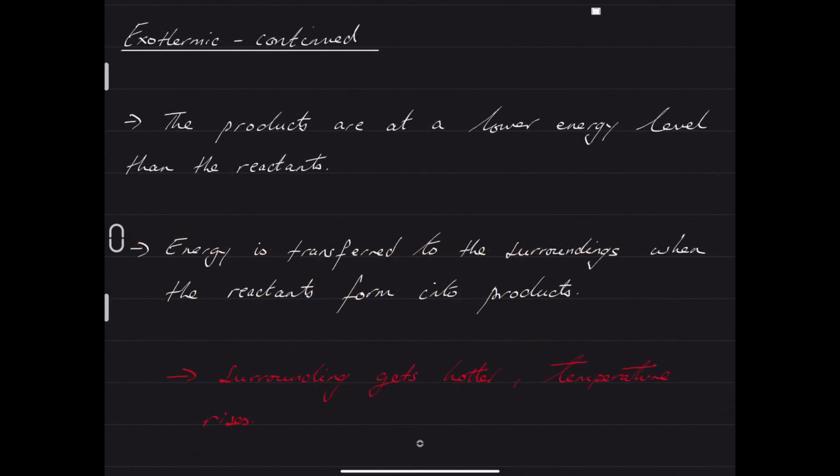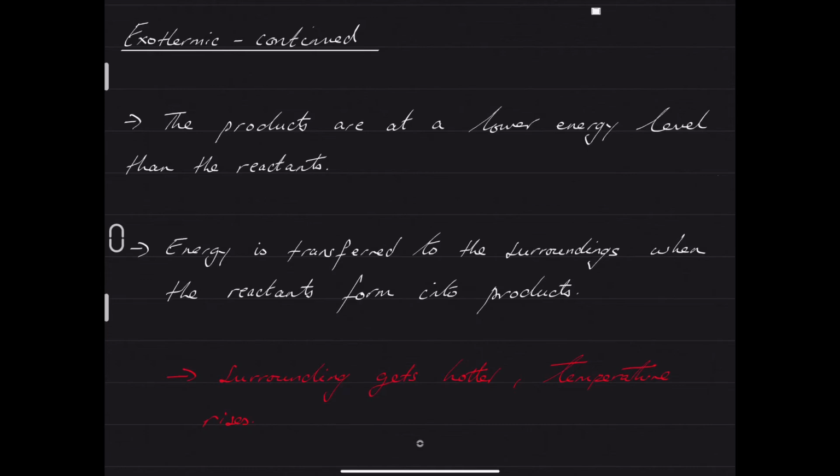So just to sum up exothermic reactions, the products are at a lower energy level than the reactants. Energy is transferred to the surroundings when the reactants form into products. Because of this, the surroundings get hotter and the temperature rises.